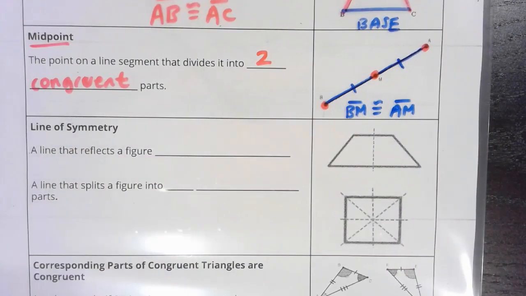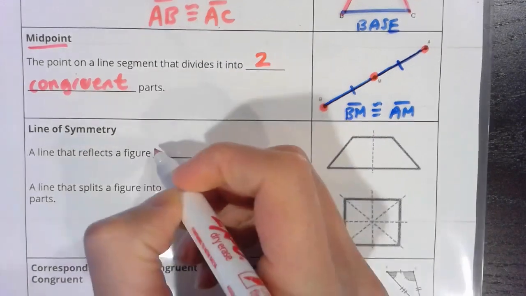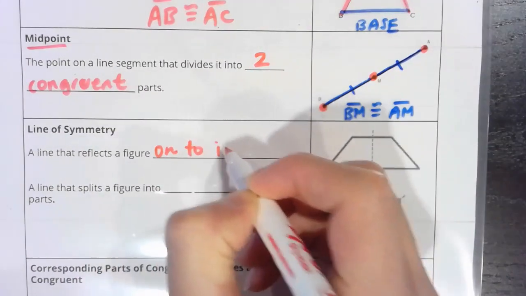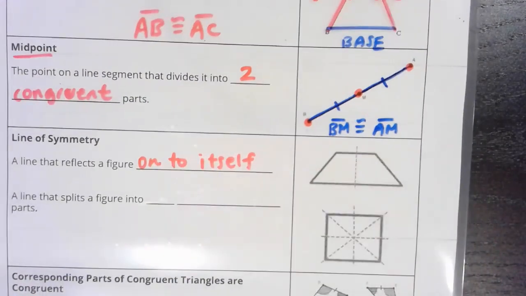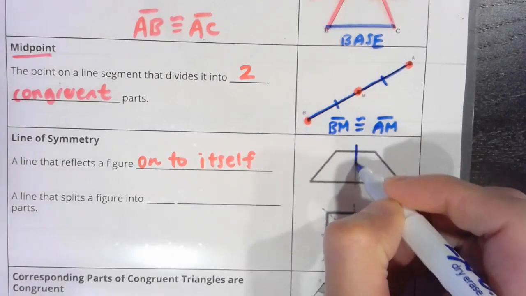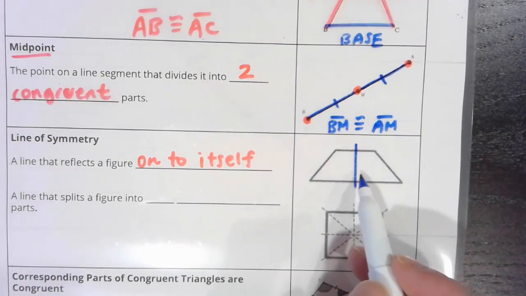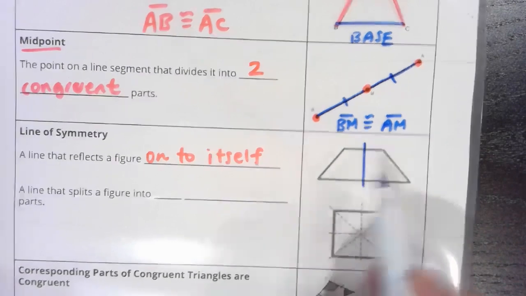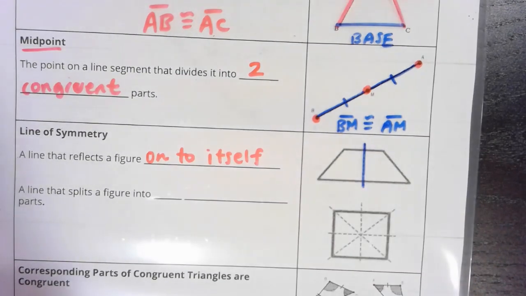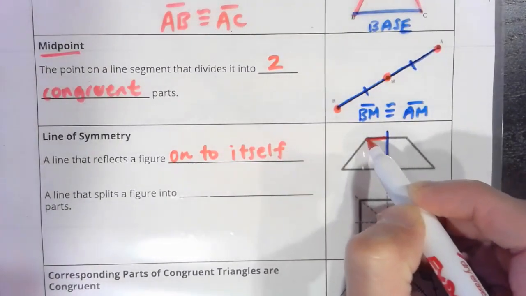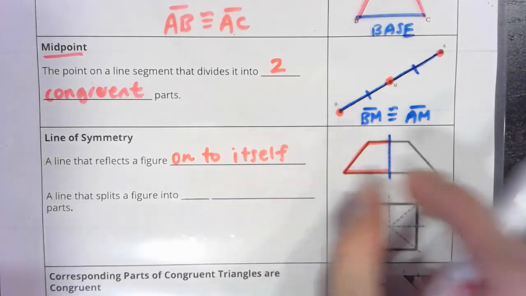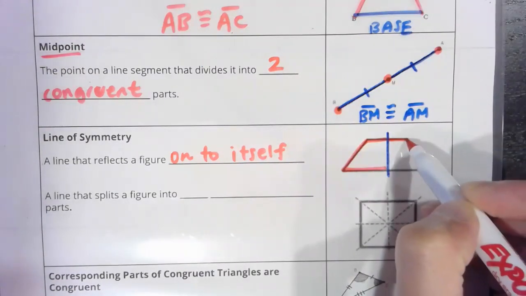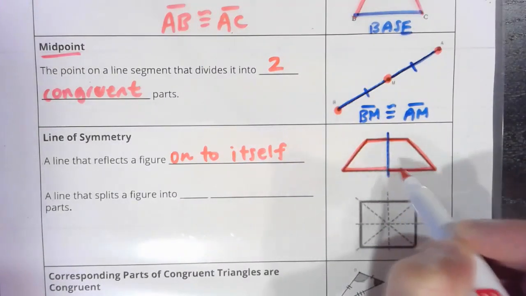A line of symmetry, this one we learned back in module 6, is a line that reflects a figure onto itself. If we look at this trapezoid here, and if we reflected this trapezoid across this line, it would reflect onto itself and stay in the same position. Another way that you can think of that is if we reflected this left side of this trapezoid across this line, it would reflect exactly onto this right side here. So the shape would be the same.